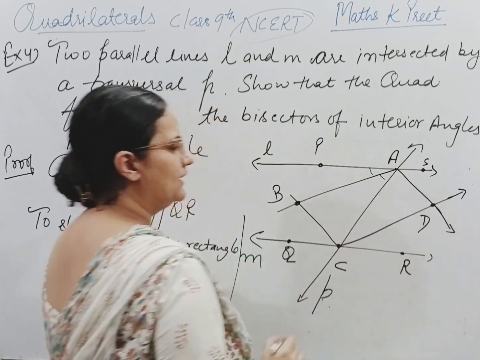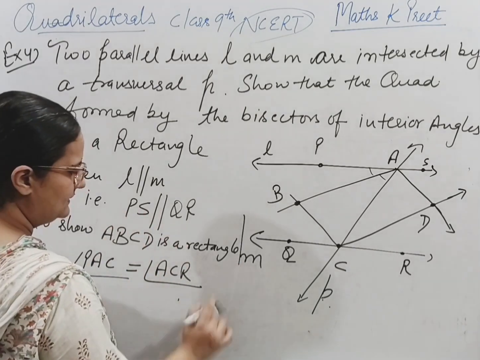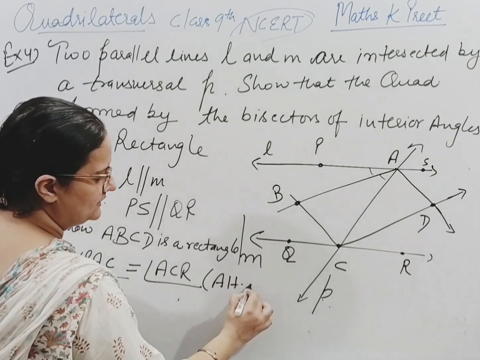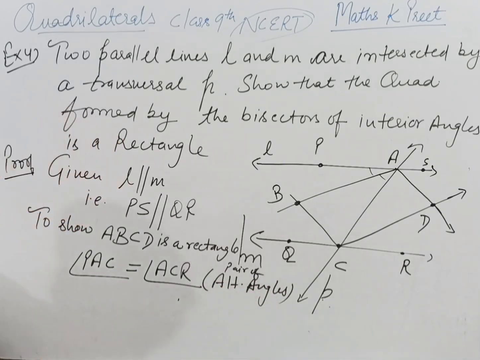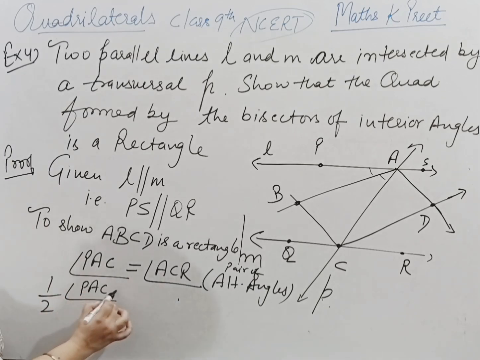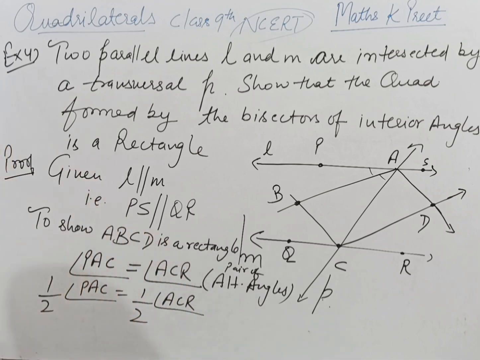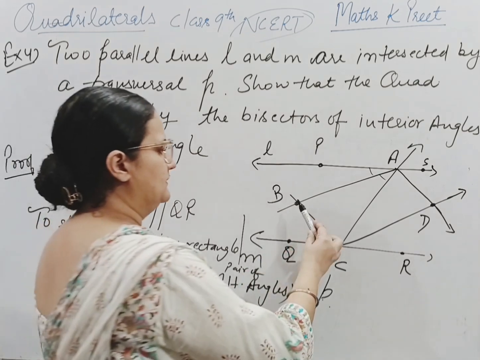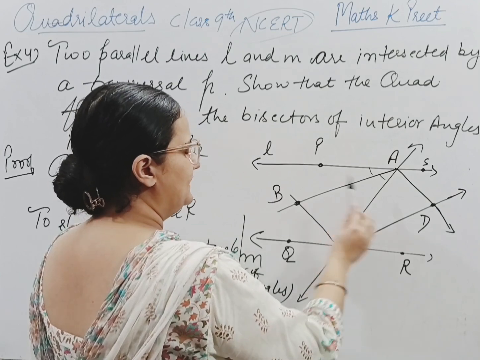This is making a pair of alternate interior angles. So PAC is equal to ACR. Why? Alternate interior angles, a pair of alternate angles. So if I put half on both sides, nothing will change. So half of this will be equal to half of this. Why am I taking half? Because bisectors of these angles are given to us. So we will put half to get this angle. Half of this complete angle is what I need in my rectangle.